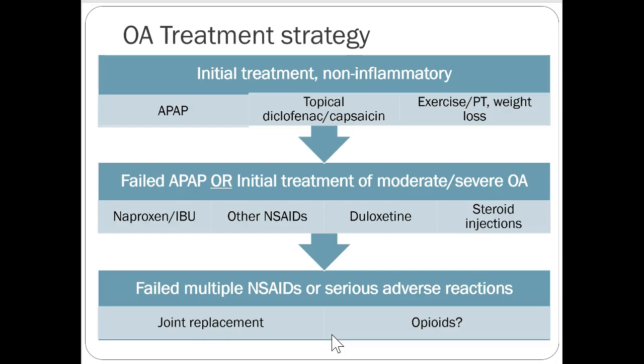Okay, so osteoarthritis, just to summarize quickly, your initial treatment for non-inflammatory osteoarthritis is going to be acetaminophen, topical products, and then focusing on some lifestyle modifications. That's really it. If acetaminophen isn't working, or you're going into that moderate to severe, inflammatory, multiple joints affected, you're going to go straight to NSAIDs. Tylenol or acetaminophen just really isn't going to do much for inflammatory-based osteoarthritis. So naproxen, ibuprofen, other NSAIDs, remember duloxetine, and then possibly steroid injections.